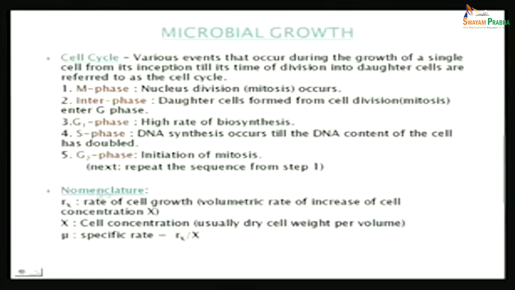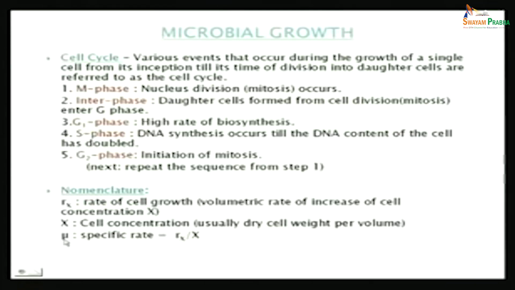So the nomenclature that we are going to use is written out here. Rx is the rate of cell growth, which is the volumetric rate of increase of cell concentration. Okay, so just as you had the rate of reaction in an enzyme, this is the rate of cell growth. X is the cell concentration. We'll use the notation X for it. Usually dry cell weight per volume. This is how it's defined. Okay, dry cell weight, that is, you drain away the liquid, centrifuge it, and take the dry cell weight per liquid volume.